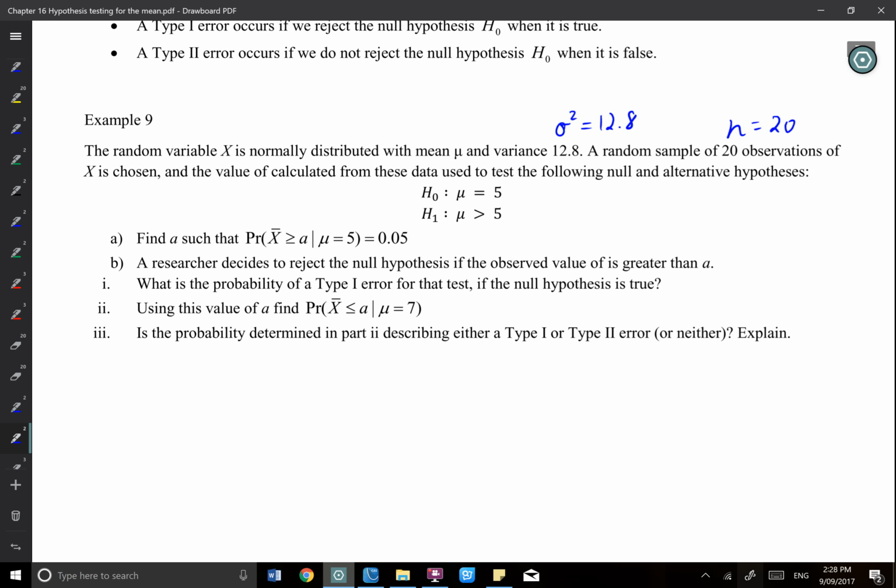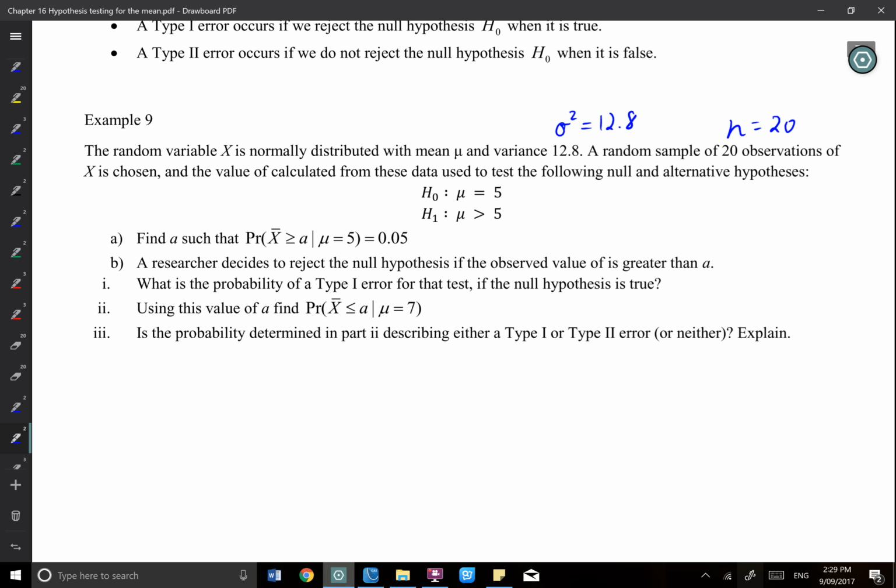Find A such that the probability x bar greater than A, given mu equals 5, is 0.05. Do you understand the notation? What's the bar in probability? It means given. It gives you actual information that mu is 5, which means that H0 is correct.